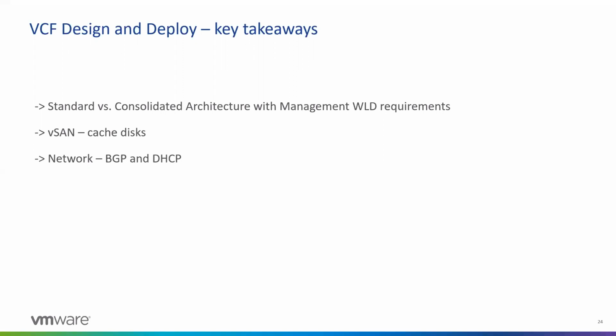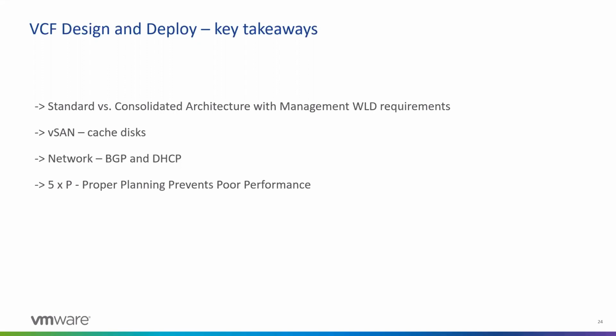DHCP must be there. Now, both those requirements have been relaxed because you can decide, do you want BGP or maybe not? There will be consequences of this decision, but you've got a choice. For DHCP, if you are not using stretch cluster, you can use full static IPs everywhere. But if you plan to leverage stretch cluster, you need to use DHCP for one of the NSX networks.